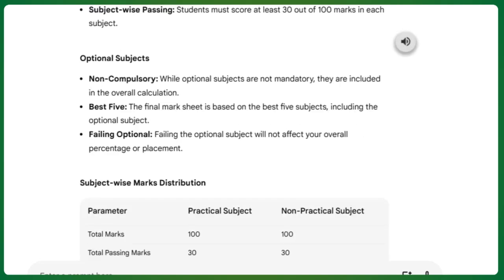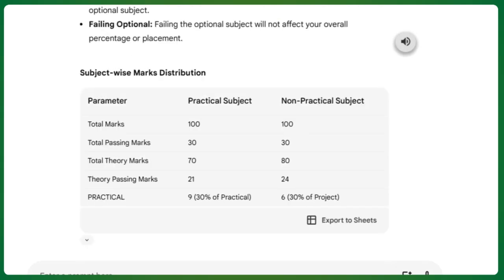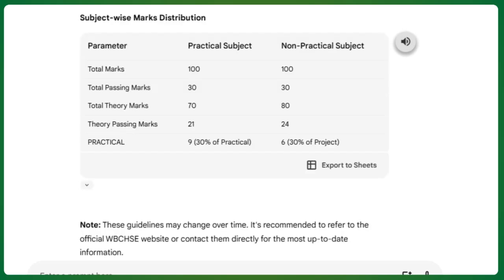Subject-wise. So here is the subject-wise marks distribution. Parameters. Total marks. Practical subject 100 and passing marks 30. Total theoretical marks 70. So passing marks 21. And then practical marks is 9. So total 30 is the passing marks.